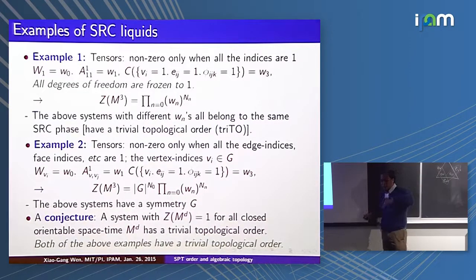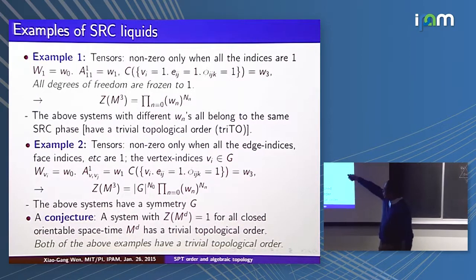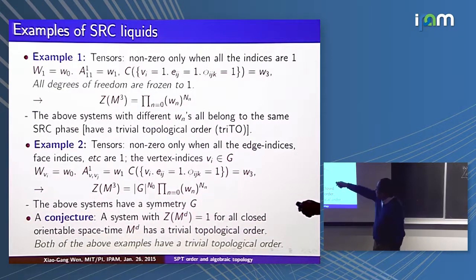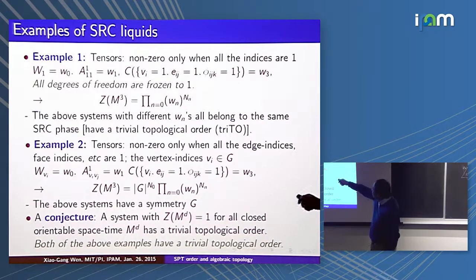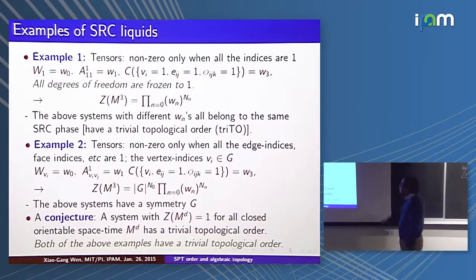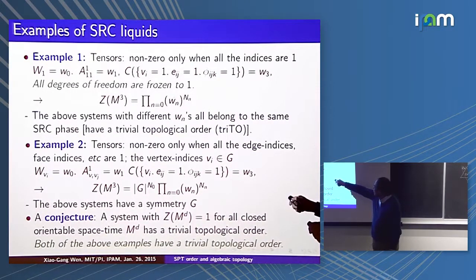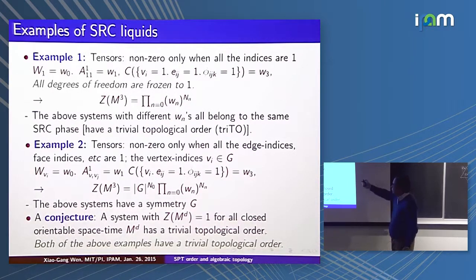Let me just give 2 examples. A trivial L-type theory is this. The tensor is non-zero only when all the indices equal 1. Every other index value gives a tensor equal to 0. Only when all the indices equal 1 is the tensor non-zero. This non-zero value can be W0 for the tensor on the vertex, W1 for the tensor on the edge, and W3 for the tensor on the tetrahedron. Then the partition function just equals these weight factors raised to the power of the number of 0-simplices, 1-simplices, 3-simplices, and so on. Okay.